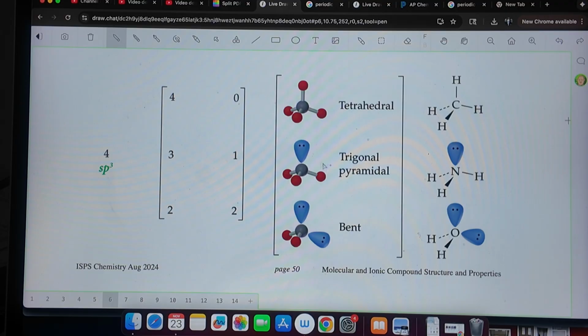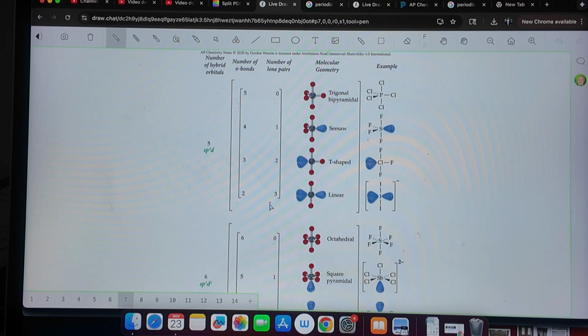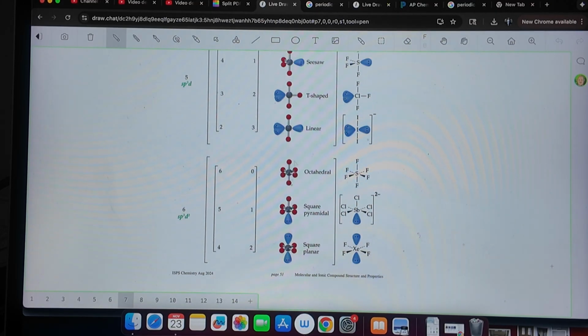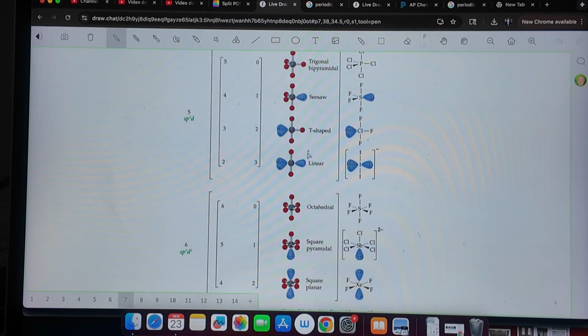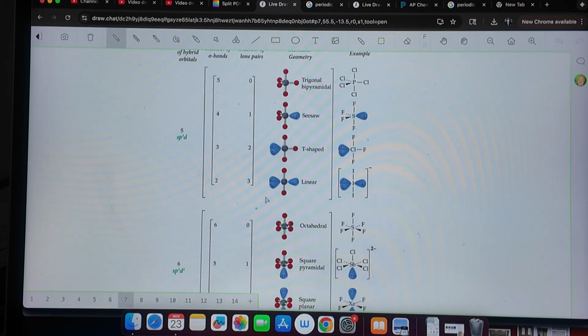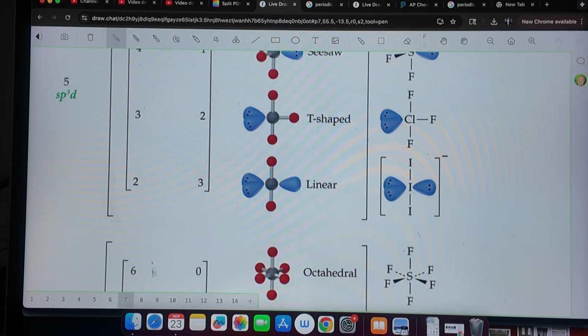And then tetrahedral, if you have 4, they're all equal, then they're 109. Remember that. And then here it would be a little bit different because there's 1 lone pair, and here it would be different because there's 2 lone pairs. And then here's 5 and 6. I don't need to review this. You guys should use this as a reference. I'll also give you another reference. We may have to come back to these based on the questions.